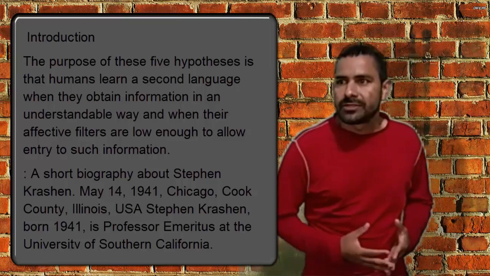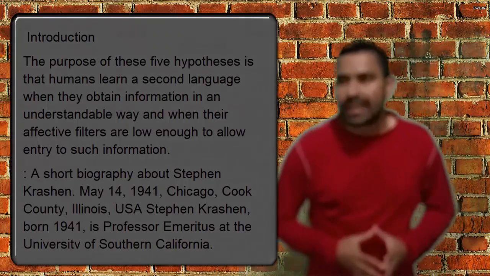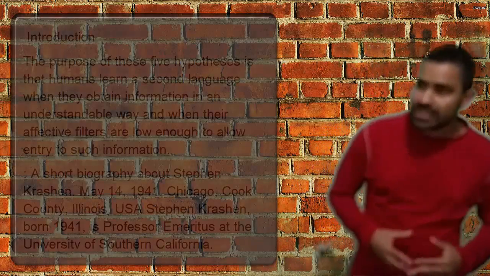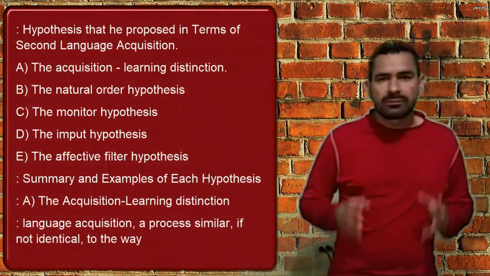A short biography about Stephen Krashen: born May 14, 1941, Chicago, Cook County, Illinois, USA. Stephen Krashen, born 1941, is professor emeritus at the University of Southern California.